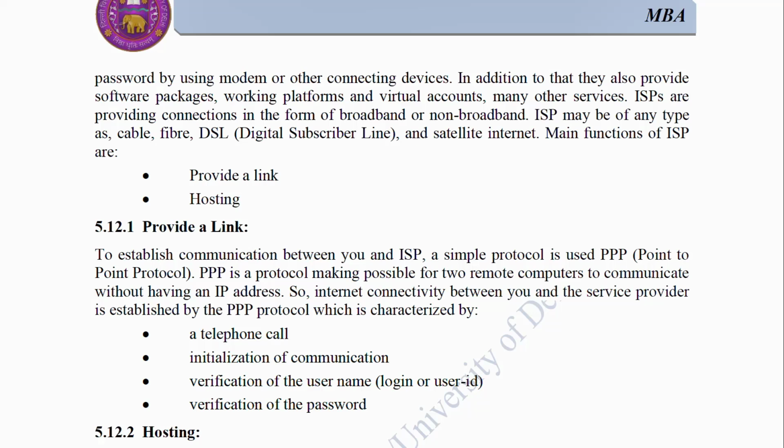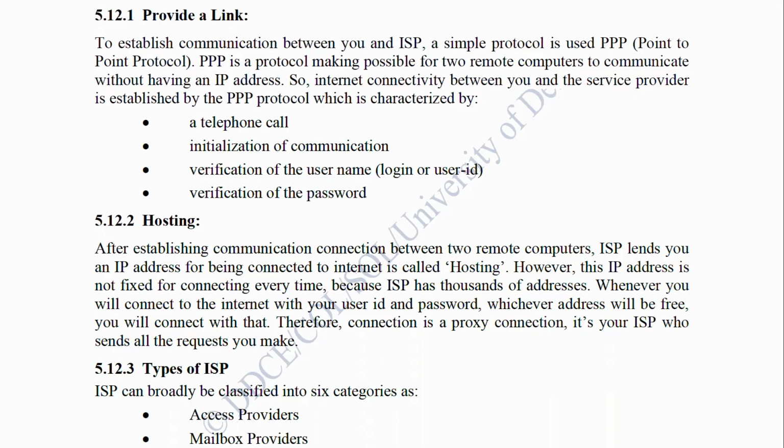5.12.1. Provide a link. To establish communication between you and the ISP, a simple protocol is used, PPP, point-to-point protocol. PPP is a protocol making it possible for two remote computers to communicate without having an IP address. So, internet connectivity between you and the service provider is established by the PPP protocol, which is characterized by: point 1, a telephone call. Next, initialization of communication. Next, verification of the username. Next and the last is verification of the password.